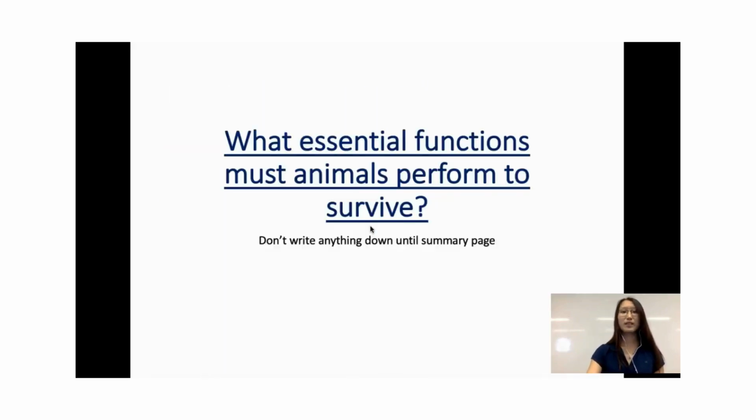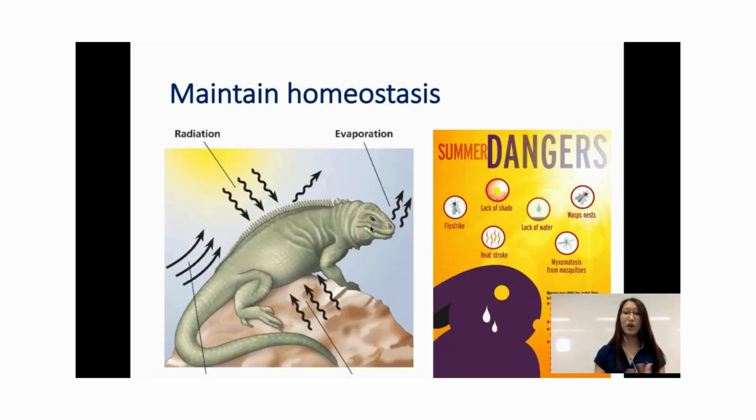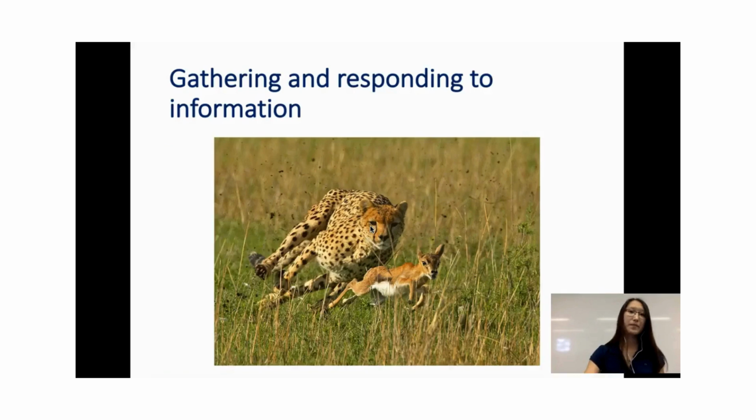So the next one that we want to talk about are several essential functions that animals must perform to survive. So the first one is to maintain homeostasis, the balance of something, right? It doesn't mean it has to be the same all the time, but there needs to be a balance of some sort. So you need a balance of your body temperature, you need a homeostasis of your blood sugar, the homeostasis of the amount of water in your body, the homeostasis of the amount of waste in your body, oxygen, carbon dioxide, all of the above, okay?